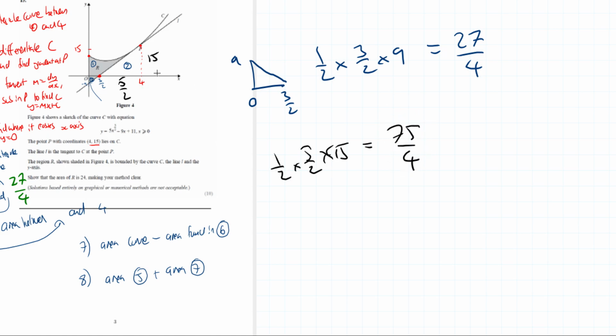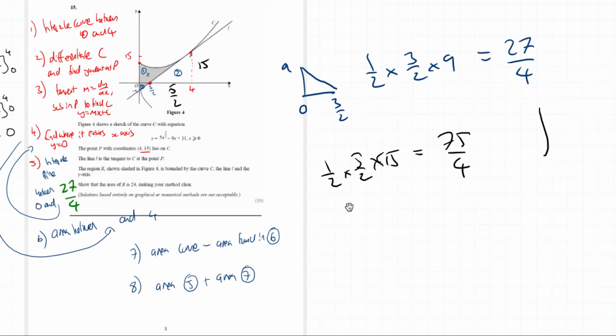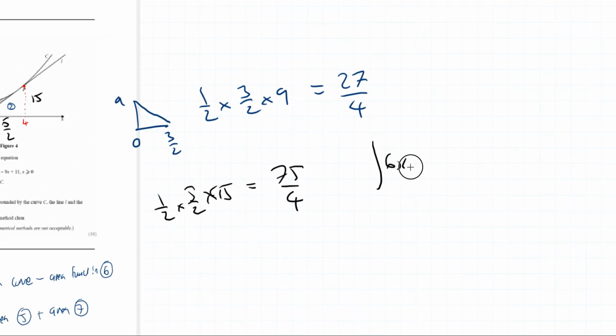So we can see here we've got a shortcut. Again, if you wanted to, you can test this on your calculator. So you could integrate your straight line. Again, your straight line is 6x minus 9, so 6x minus 9 between 3 over 2 and 4. But you should get the same answer here, 75 over 4.